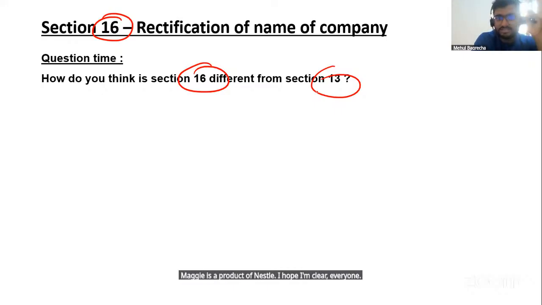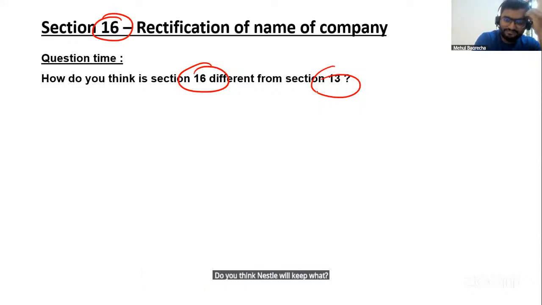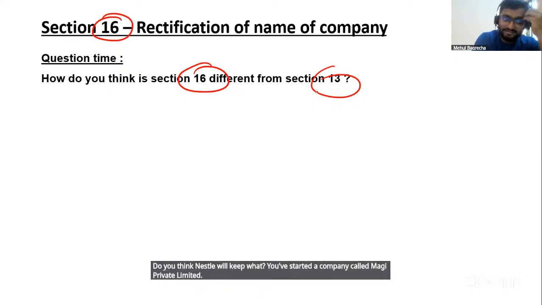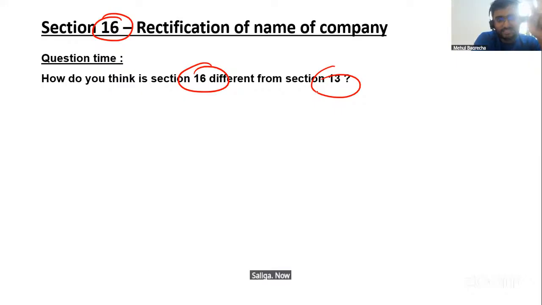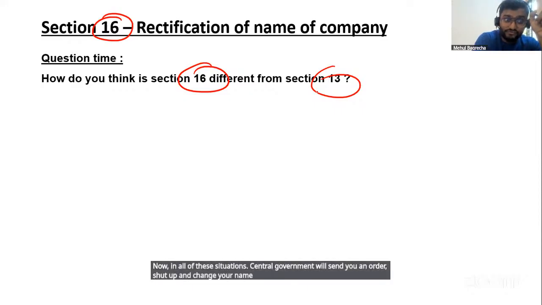Loud and clear? Yes. Now coming back to the point. Do you think Nestle will keep quiet? You've started a company called Maggi Private Limited. Chalega? Now in all of these situations, central government will send you an order: shut up and change your name. If you don't change, I will give you a name. Are you understanding? Everyone getting the point?